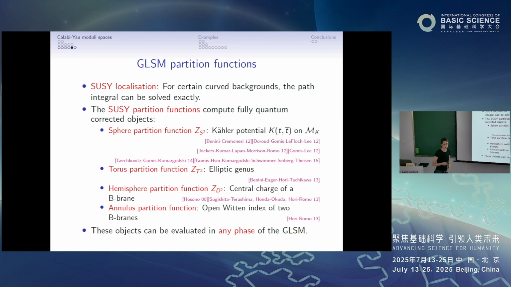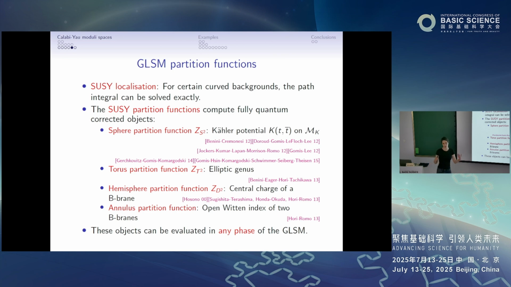So here's a bit of a phone book of the things that can be computed. It's incomplete, but the sphere partition function, for instance, turns out to compute the exact Kähler potential on the Kähler moduli space, which then gives the true metric on the moduli space, which lets you decide whether a point is at a finite distance or not. The torus partition function computes the elliptic genus. The hemisphere partition function computes, as Mauricio told us in the morning, the central charge of a B-type D-brane, including quantum corrections. And the annulus partition function computes the open Witten index.